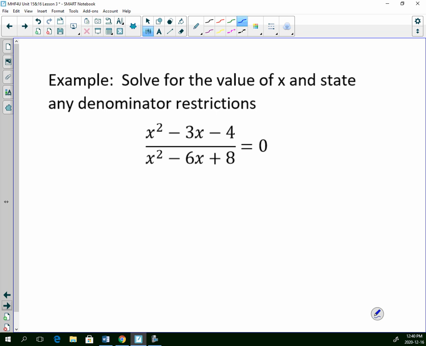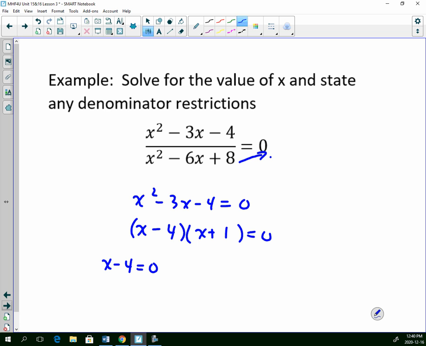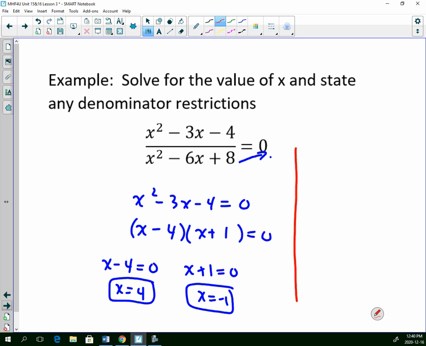Okay, here. Solve for the value of x. So I've already replaced y with 0. I'm going to cross multiply, which leaves me with just the numerator. If I want to solve it, I need to factor. So 4 times 1 is 4. It would be minus 4 plus 1. And then I'm going to take each factor, set it equal to 0 to solve it. And then we're going to do our restrictions just to double check that those solutions are valid.